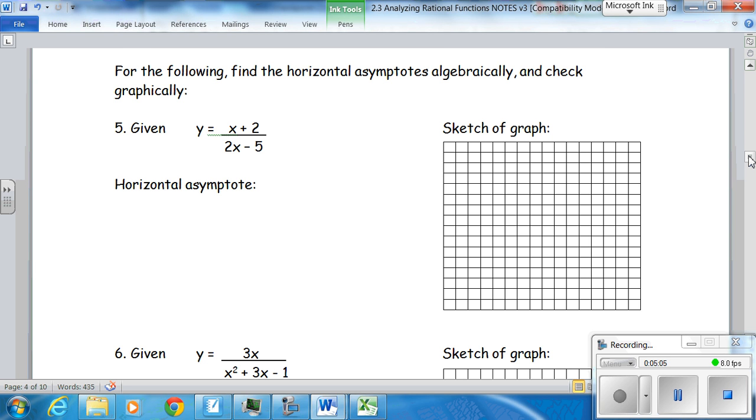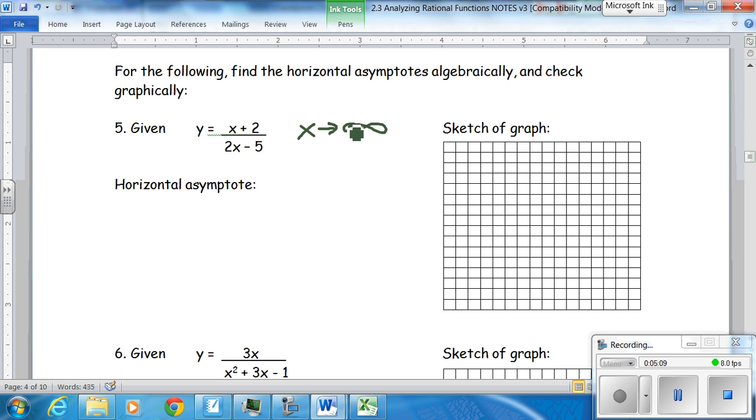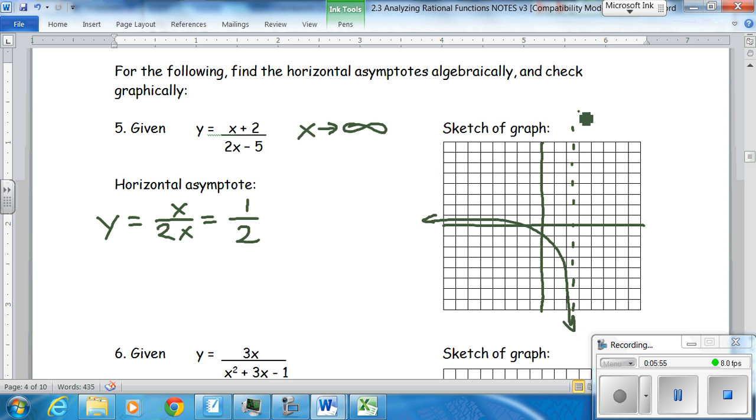Okay, now that you're back, I'm assuming you've got it. And so here, x is going to infinity. This will be y equals x over 2x. Remember, we're just looking at the highest power, which gives 1/2. So we should have a horizontal asymptote at y equals 1/2. When we draw the graph, we get something like that. My apologies, ladies and gentlemen.